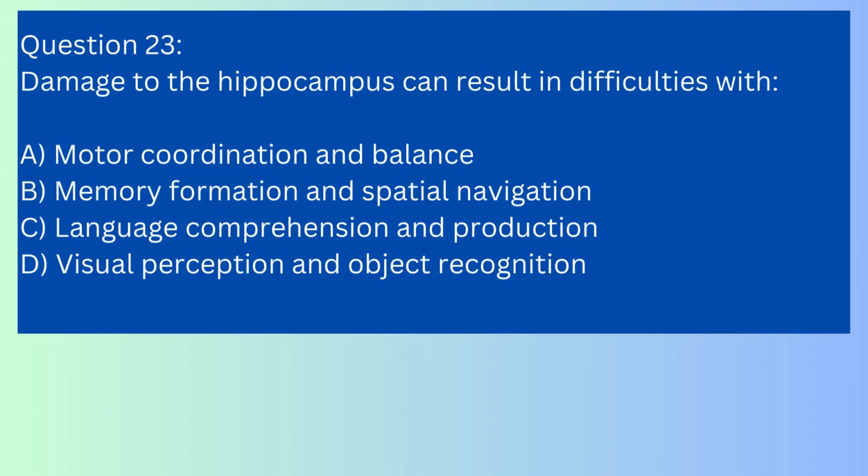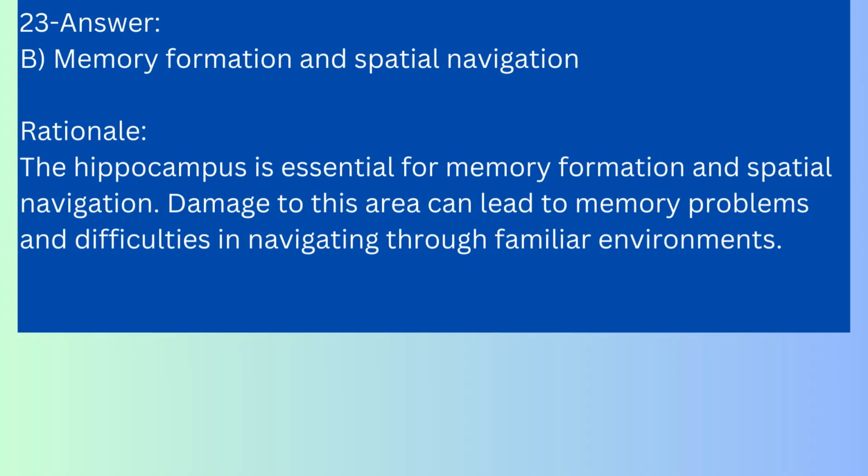Question 23. Damage to the hippocampus can result in difficulties with A. Motor coordination and balance. B. Memory formation and spatial navigation. C. Language comprehension and production. D. Visual perception and object recognition. Answer. B. Memory formation and spatial navigation. Rationale. The hippocampus is essential for memory formation and spatial navigation. Damage to this area can lead to memory problems and difficulties in navigating through familiar environments.